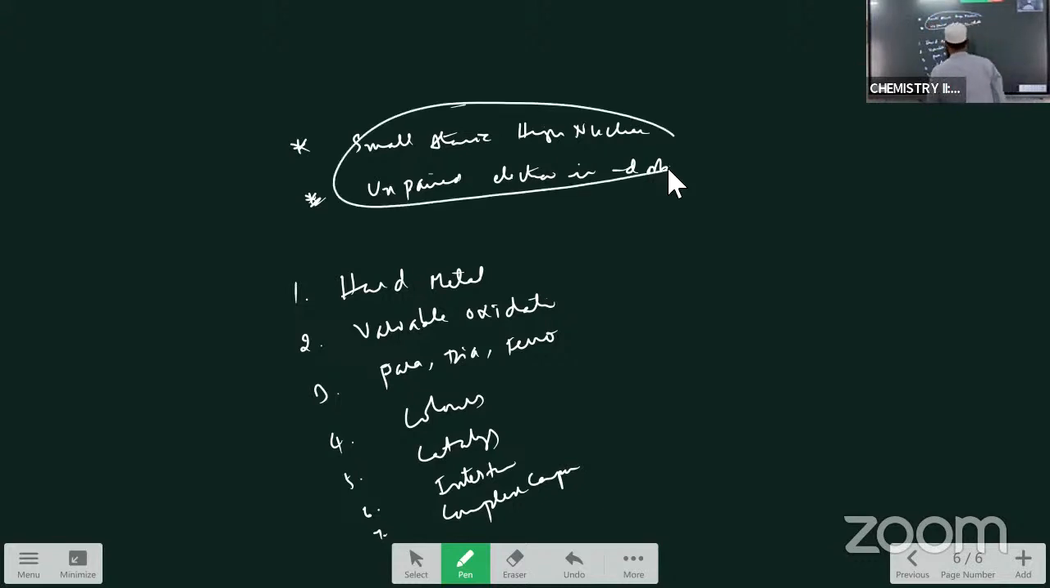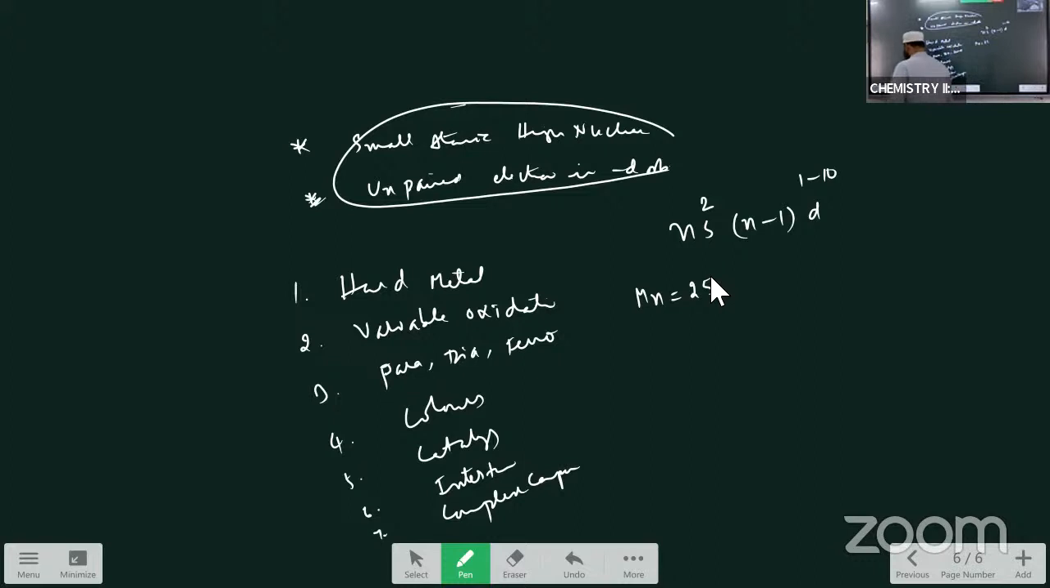Okay, I am taking this second property, variable oxidation state. Variable oxidation state means what? General configuration I am writing. D block elements' general configuration is ns2 (n minus 1)d 1 to 10. For example, I am writing the Mn. Its atomic number is 25.